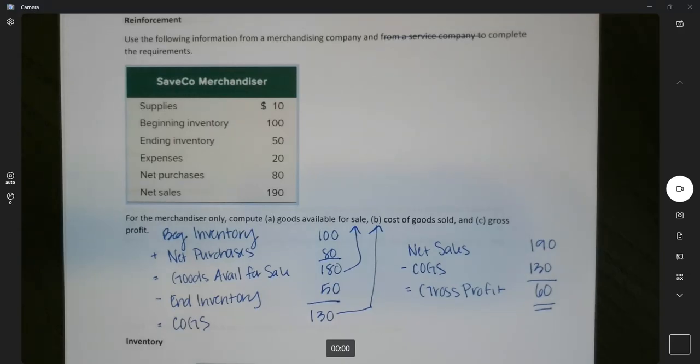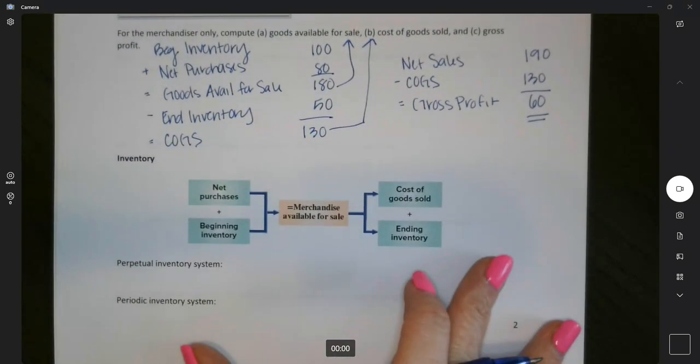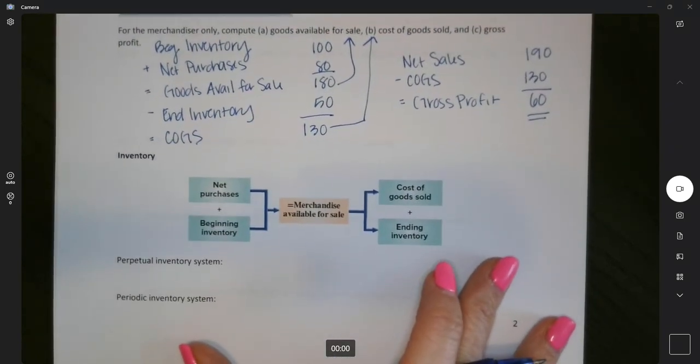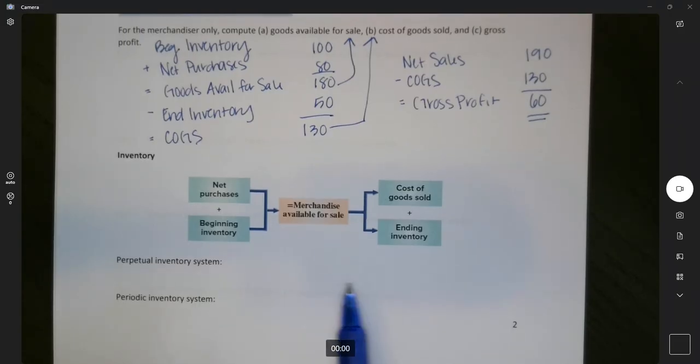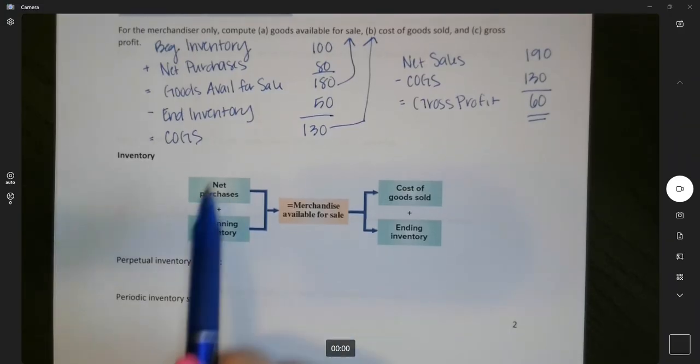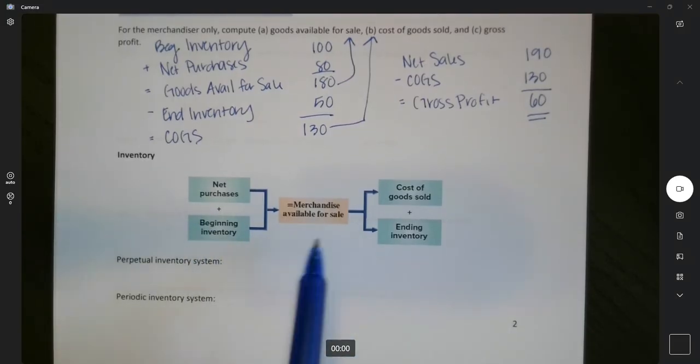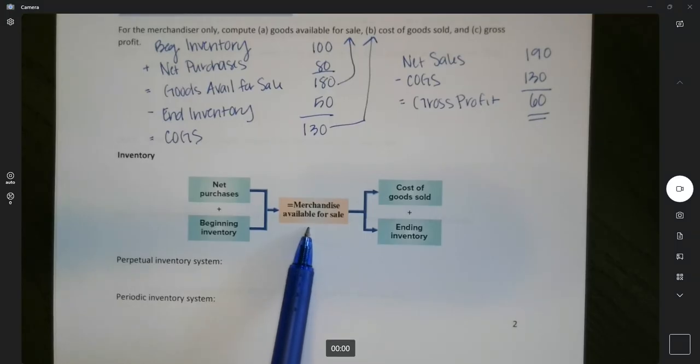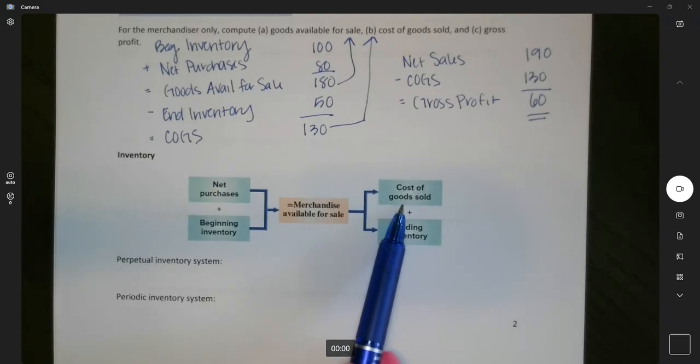Now we're going to start to look at inventory a lot more through these chapters. An important thing to know, and you're going to look at this again when you get into chapter 5, is that your net purchases plus your beginning inventory is all the merchandise that's available for sale. At the end of the period, there are two places that can go. It can stay in your ending inventory, or it was sold, and it's going to be cost of goods sold.